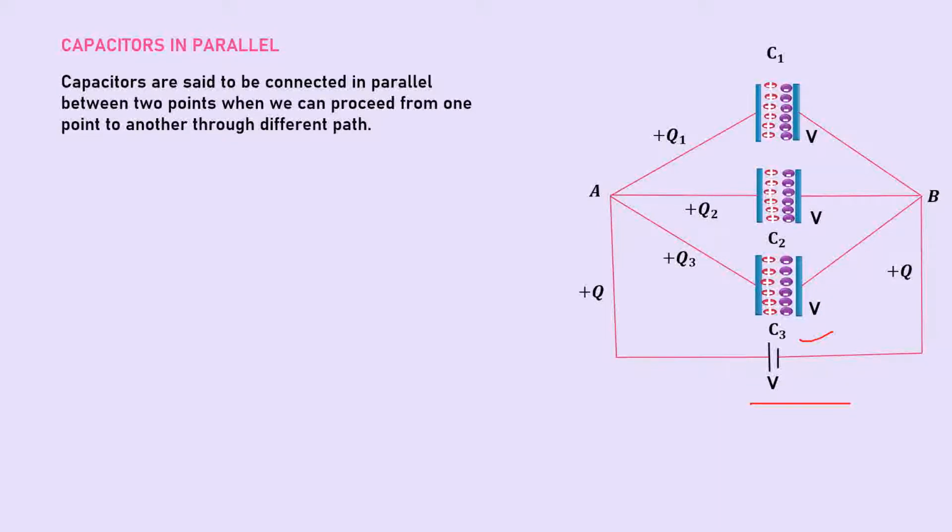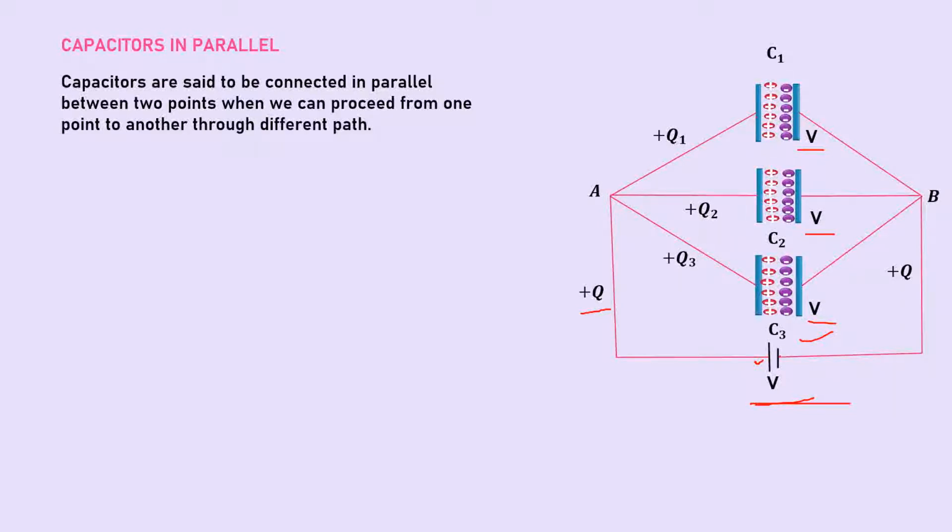Now the first plate of each capacitor is connected to the positive terminal, so the first plate will acquire positive charge, and the second plate of each capacitor is connected to the negative terminal of the battery, so the second plate of each capacitor will acquire negative charge. Now if plus Q is the charge supplied by the battery, we see here that the first plate of each capacitor is connected to the positive and the second plate of each capacitor is connected to the negative terminal. So the potential difference across each capacitor will be the same and is equal to the potential difference across the battery.